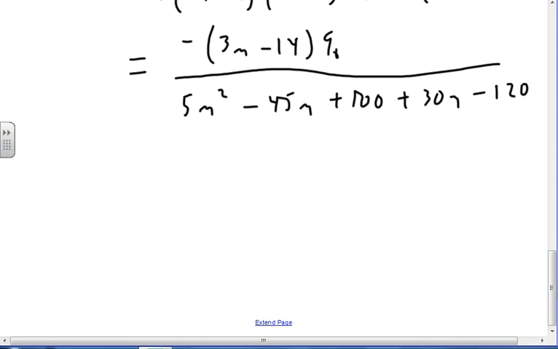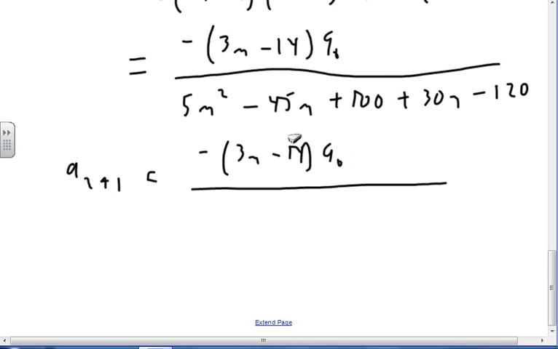Okay, an plus 1 equals minus 3n minus 14 a0 divided by 5n squared minus 15n minus 20. Do we want to keep it that way?